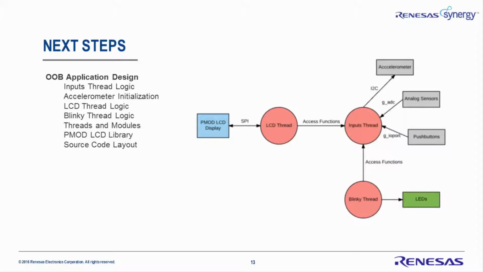After you run the example application, beginning with the out-of-box application design, located in Chapter 4 on page 5 of the application note, you can learn more about how the application works and the API calls involved by examining the application source code. This includes the input thread logic, the accelerometer initialization, LCD thread logic, blinky thread logic, threads and modules, PMOD LCD library, and source code layout.